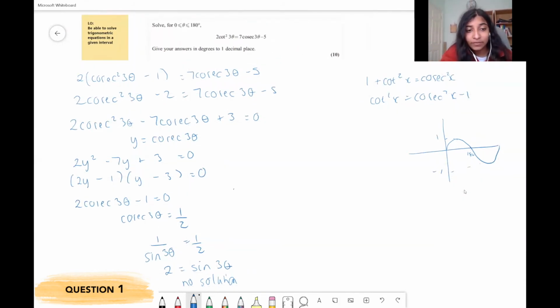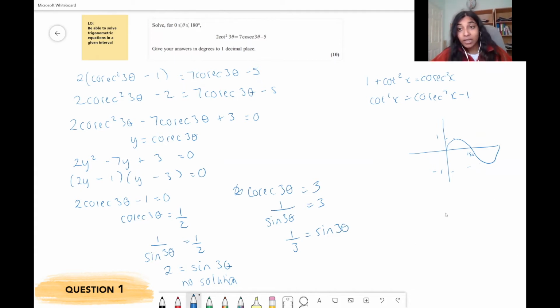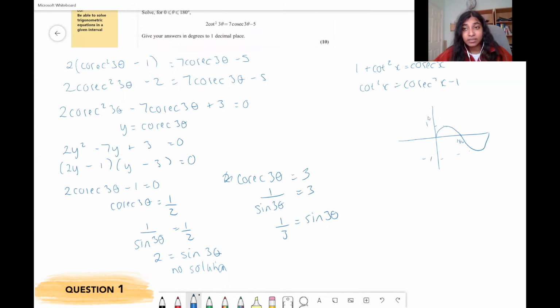So now if we move on to here, we have cosec 3 theta is just equal to 3. And if we say cosec 3 theta is just 1 over sine 3 theta is just equal to 3, and if we cross multiply, we'd get 1/3 is equal to sine 3 theta. And that does work because sine 3 theta is between 1 and minus 1, so we'll have a solution for 1/3.